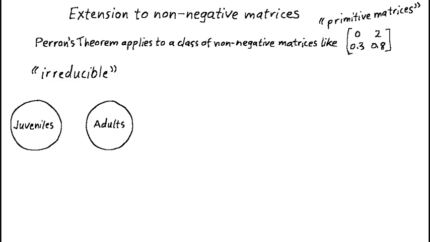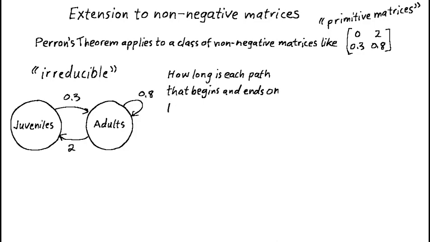Once we have established that a matrix is irreducible, we can diagnose it as primitive by looking at the network diagram to which it corresponds. To illustrate, I'll show you how the matrix from our age-structured model can be seen to be primitive by looking at the network we use to construct it. Looking at this network, we first ask, how long is each path that begins and ends on the juveniles node? By path, we mean a route through the network that follows the arrows but doesn't travel along the same arrow twice. By length, we mean the number of arrows that must be traversed during our trip.